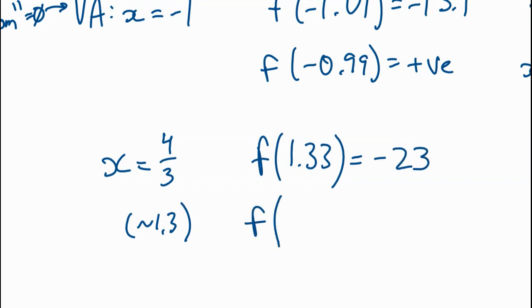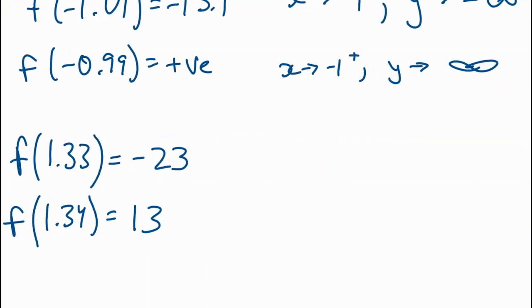What is just to the right of 4 over 3? 1.34. I like it. And when I do that one, I get positive 13. So again, not huge numbers for whatever reason. Usually they are bigger.